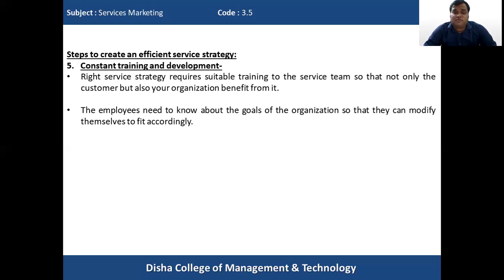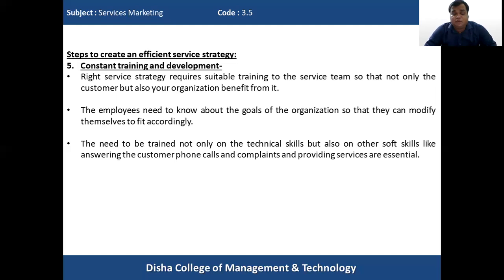Suppose the aim of the organization is to give maximum satisfaction to the customers, to provide the services in the minimum time, to see that the customers' expectations are met at any cost. If these are the goals of the service organization, and if the employees are in a position to understand these goals, they can modify themselves, they can make changes in their behavior in order to provide the best service to the customers. So this is very, very important. They'll try to meet the expectations of the customers and also exceed them. So the employees should understand and know the goals of the organization so that they can modify themselves to fit accordingly.